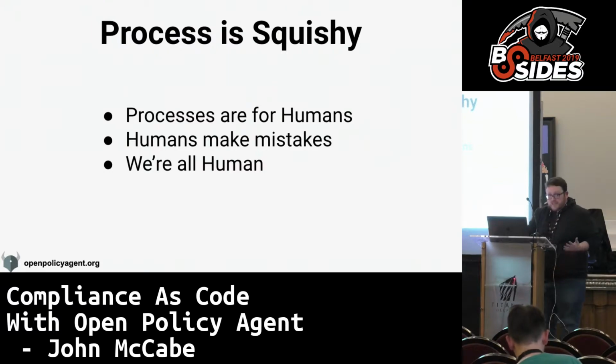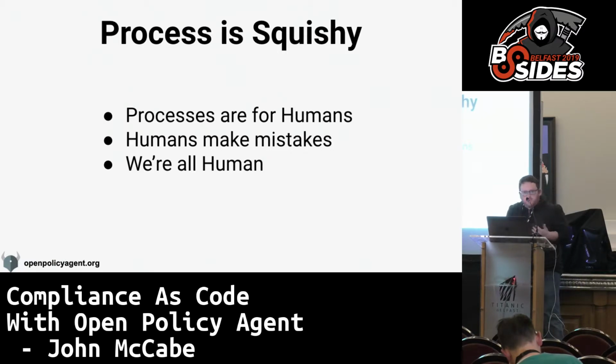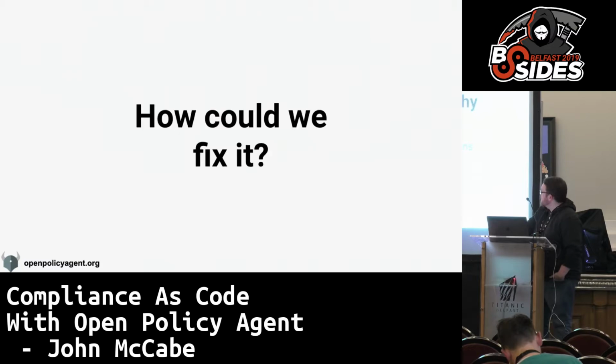Process is squishy. Process is human to human. It's writing down instructions for other humans to follow in human languages. It's not reliable. We're all human. Humans make mistakes. The best engineers in the world make mistakes, and they tend to be the worst ones, because they're the ones who don't think they could ever make a slip. It doesn't register. So a process-driven approach to compliance and policy is not great.